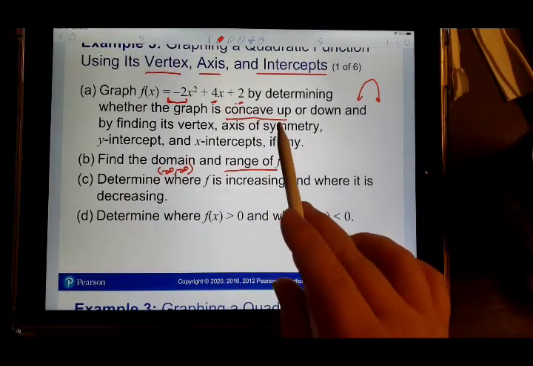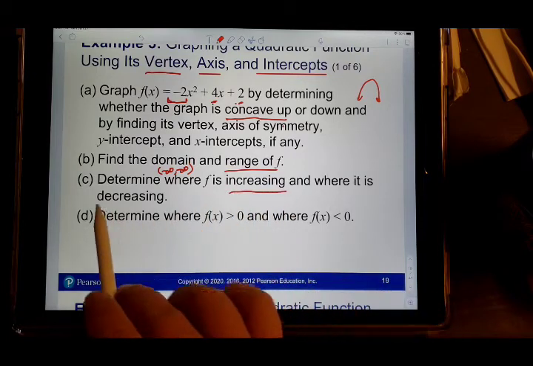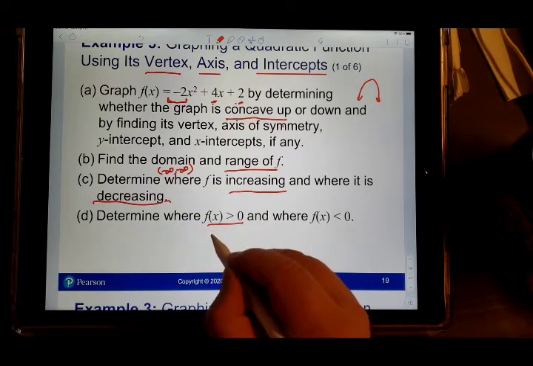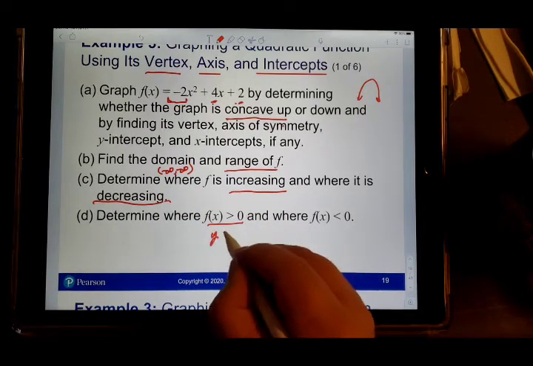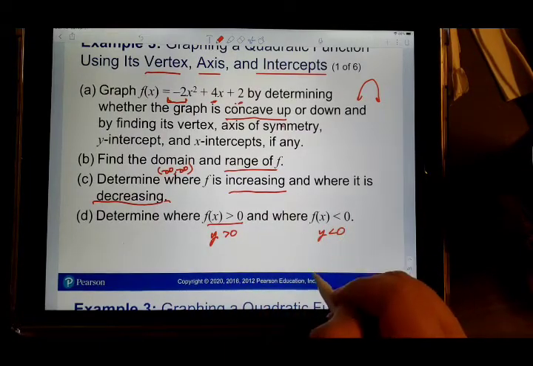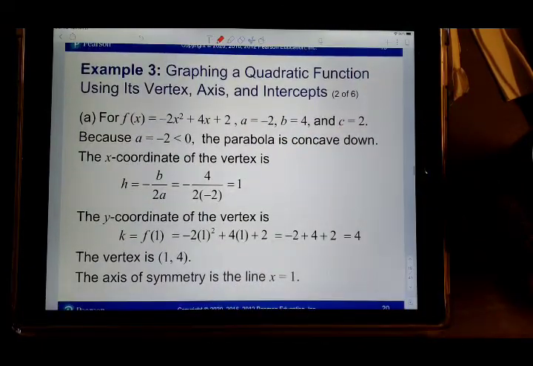Now, this is a different question than concave up or concave down. Where is it increasing? Where is it decreasing? Where is the graph positive, or where is f of x, or where is y, positive? Sometimes it helps to replace f of x with y to clarify your thinking. And when is y less than 0? All right, so we'll get all of these questions.